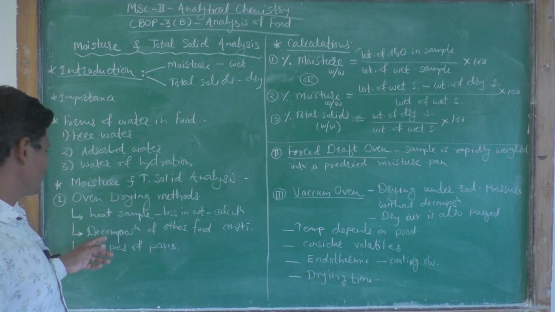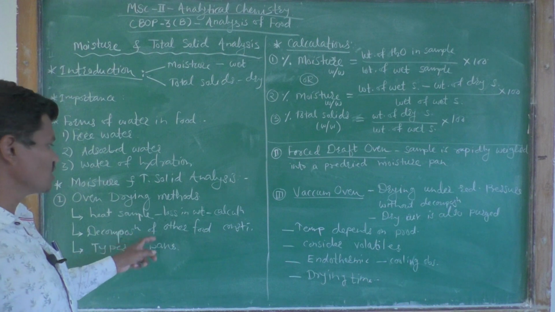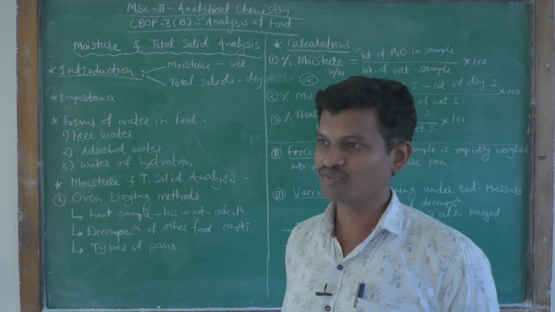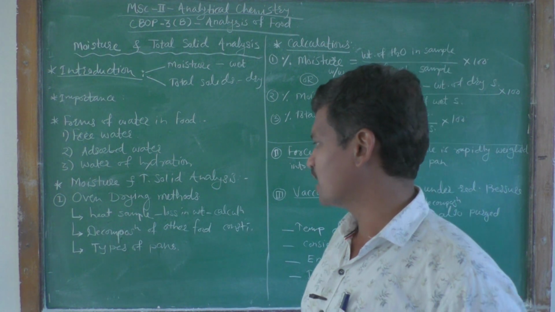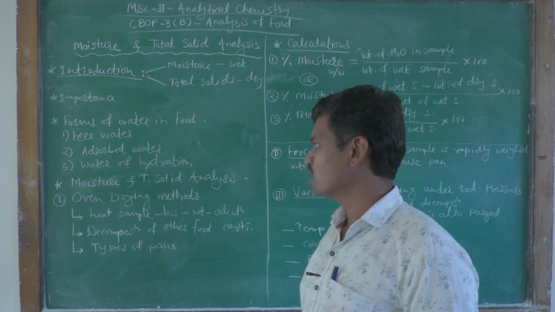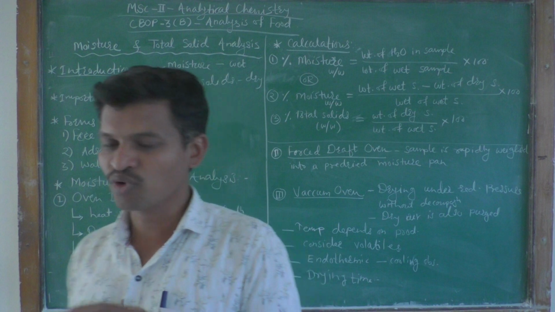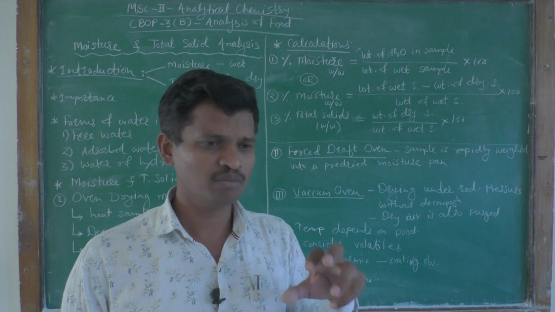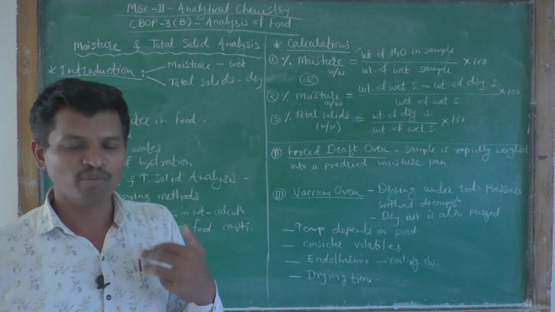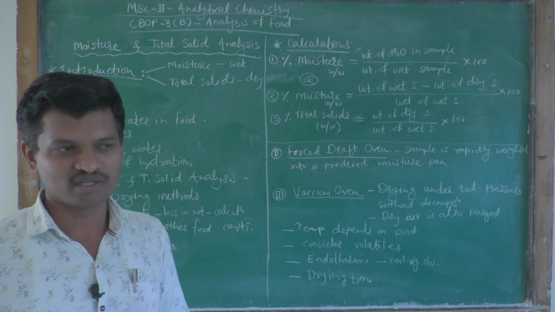Due to this, when we increase the temperature for drying the food material, decomposition of other food constituents may be possible. So decomposition of food materials is possible, and that's why temperature control must be achieved for the oven drying method. Because once the food constituents present in the food samples get decomposed, it is of no use, as we are not getting accurate results for the moisture present in the food materials.